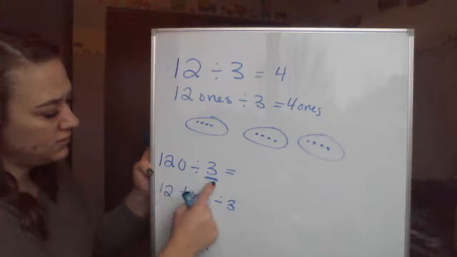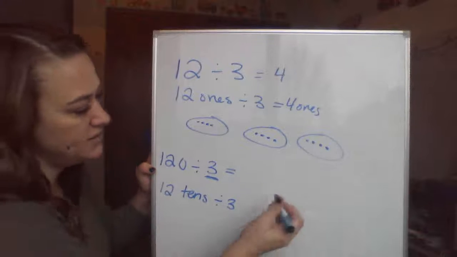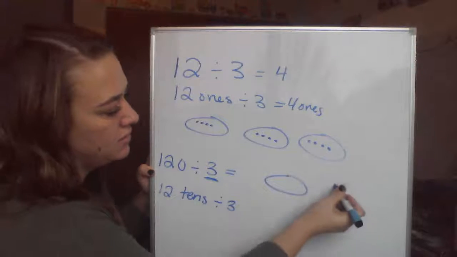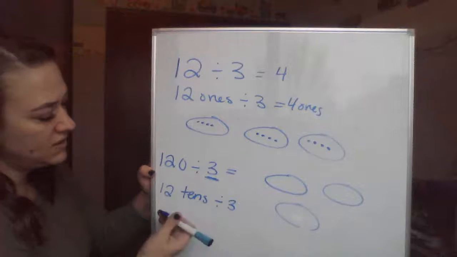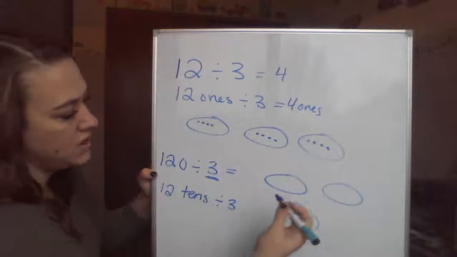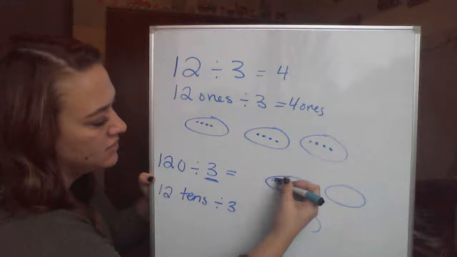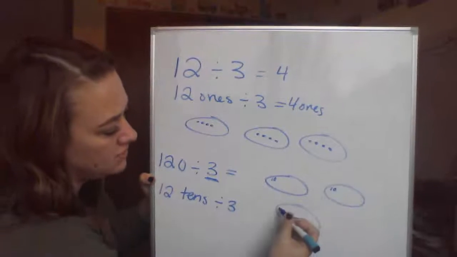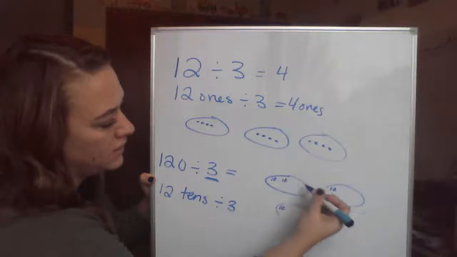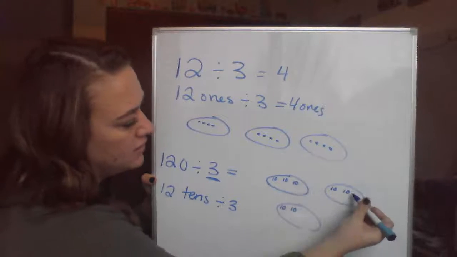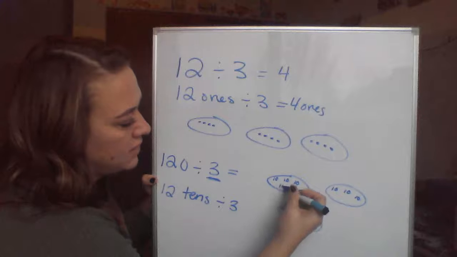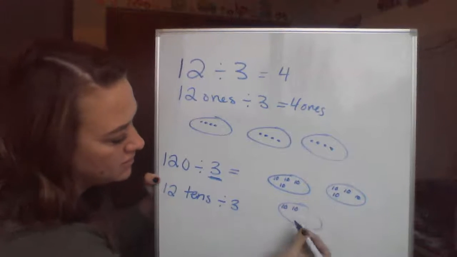Okay, so same thing here. I'm breaking this into 3 groups. I've got my 12 tens. So here's my 1, 2, 3. My 12 tens, I'm going to show them as tens. We're going to count up to 120. So here's 10, 20, 30, 40, 50, 60, 70, 80, 90, 100.